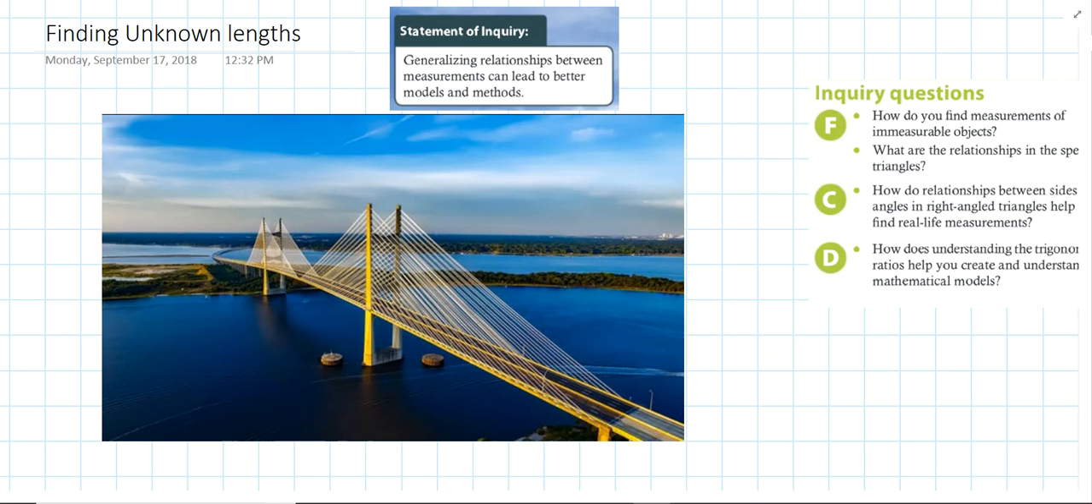And the questions that we're going to be looking at are, how do you find measurements of immeasurable objects? So, for instance, out on the fields, I'm going to take you out in the field at some point, I'm going to ask you to measure something. Right? So, for instance, out there, what might be something that is immeasurable? Think of anything outside. The surface area of the field.